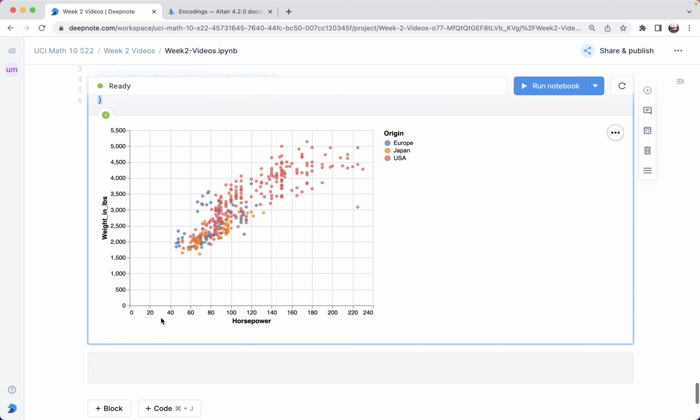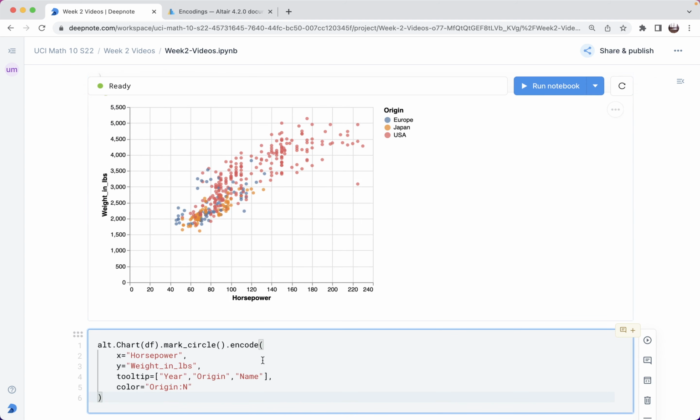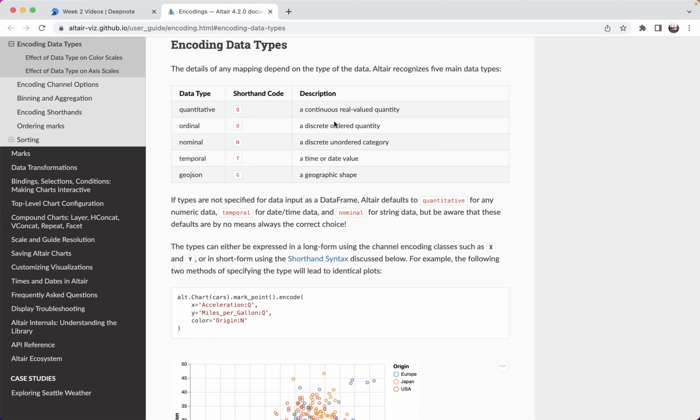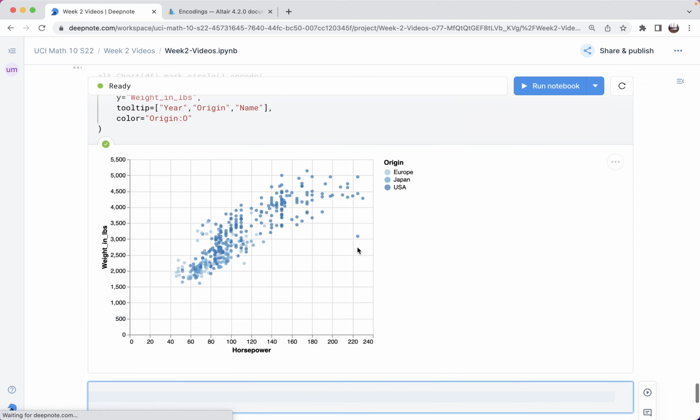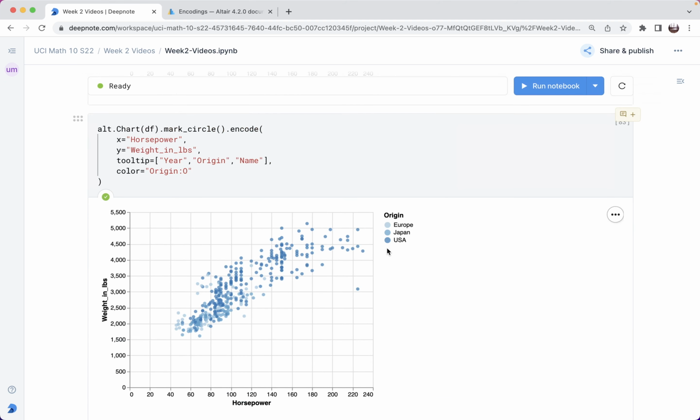What if I change it to the other discrete class portion, but I say that order does matter? So this is colon O for ordinal, the one where ordering does matter. Then it tries to change it to this increasing darkness. And what's the ordering that it chooses? Well, I believe here it's doing it alphabetically. So it's saying it should go Europe, then Japan, then USA.